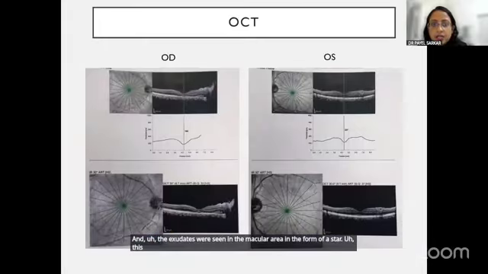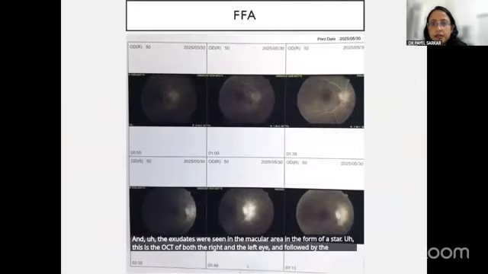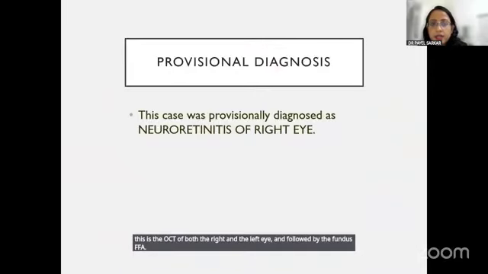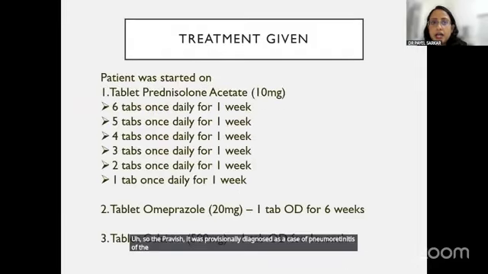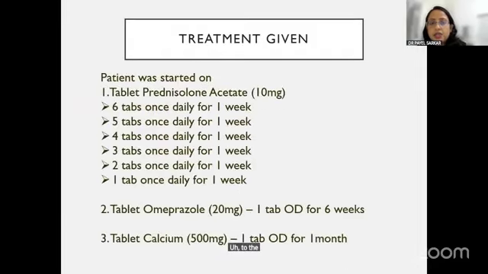This is the OCT of both the right eye and the left eye, followed by the fundus fluorescein angiography. So it was provisionally diagnosed as a case of neuroretinitis of the right eye. For treatment, the patient was started on prednisolone 10 mg tablets, initially 6 tablets once daily for 1 week, and the doses were tapered accordingly. Tablet omeprazole once daily for 6 weeks, and tablet calcium.